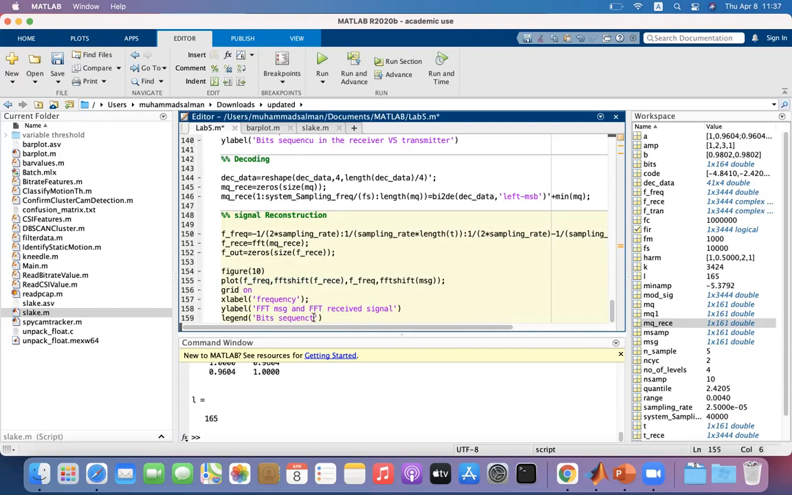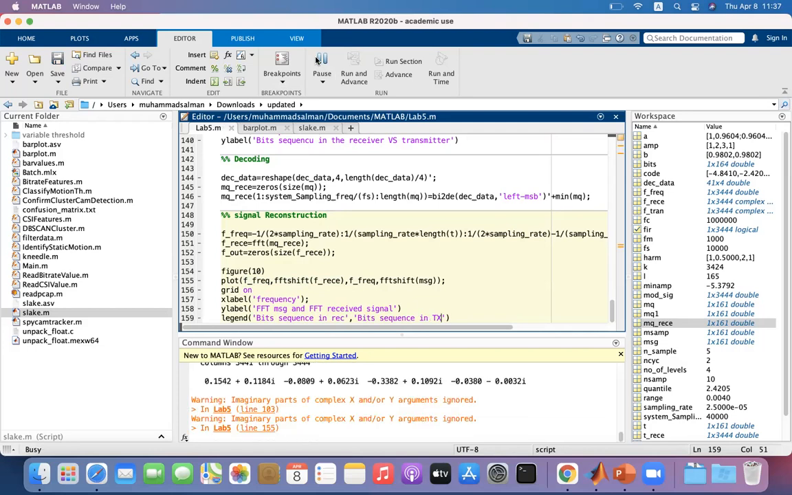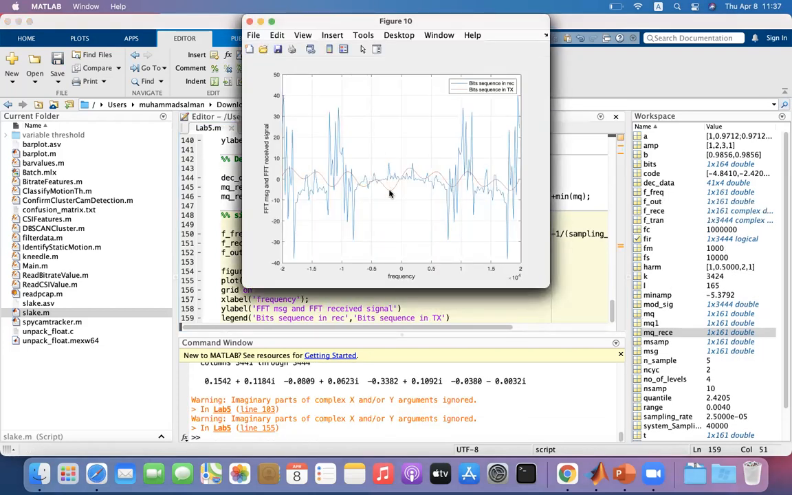So this is bit sequence in the receiver, and then the next one is the bit sequence in the transmitter. So the bit sequence in TX. So if I plot it, it should show me both the pictures, right? So I think I should, so actually this is the time domain signal and the other is the frequency domain. So there is some mistake.